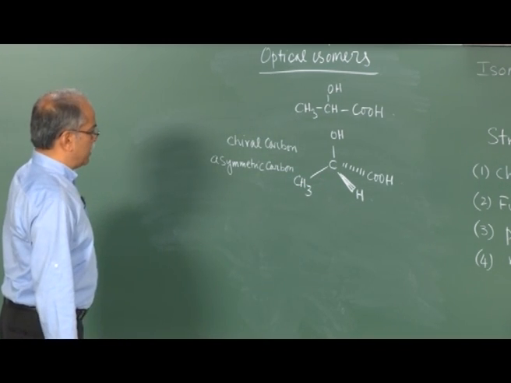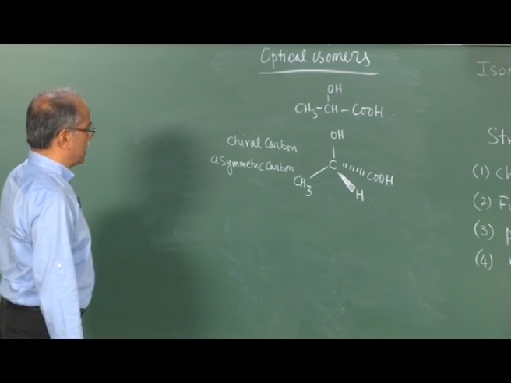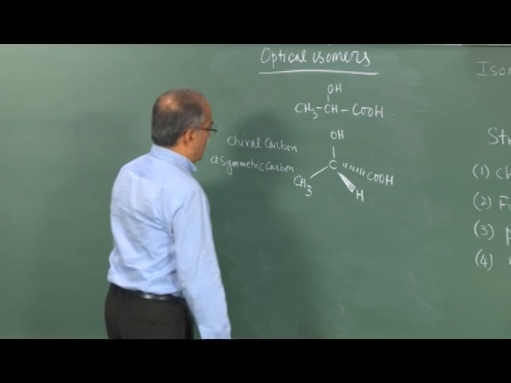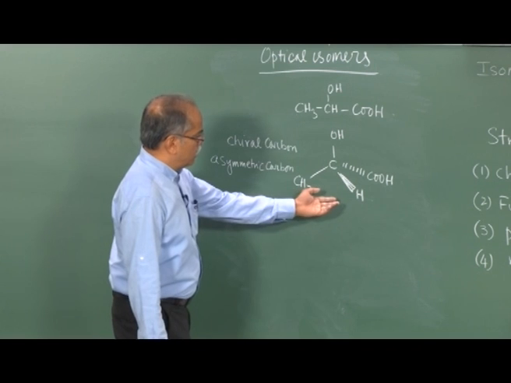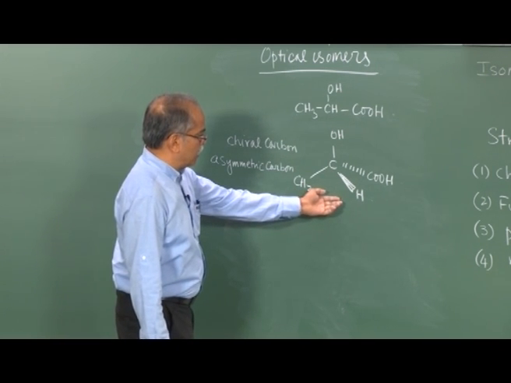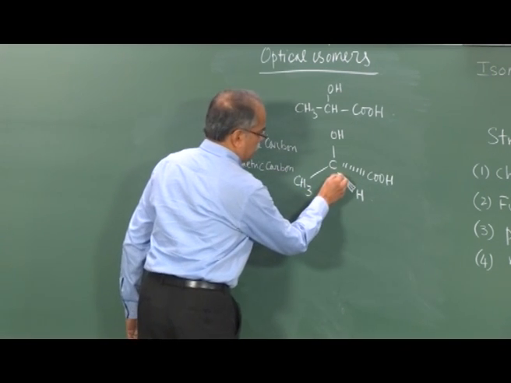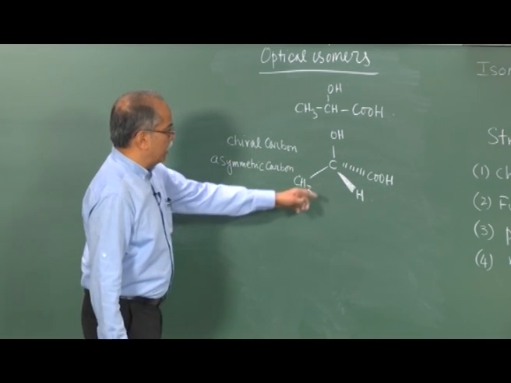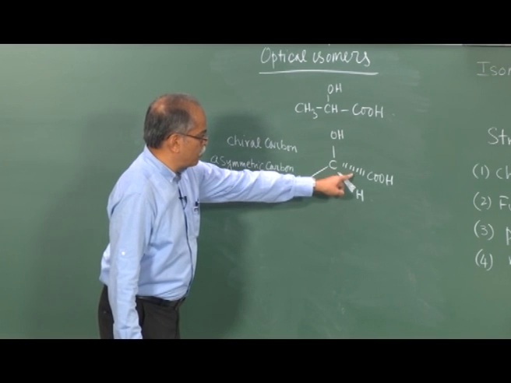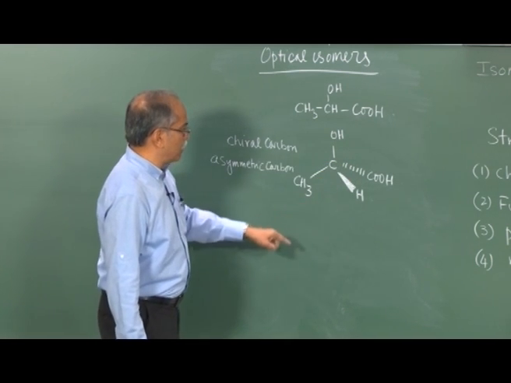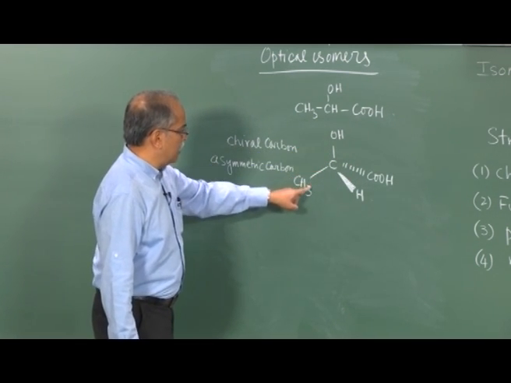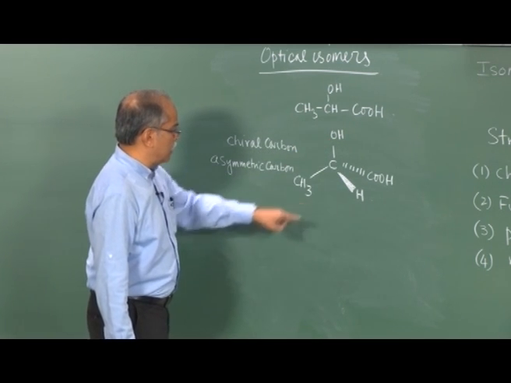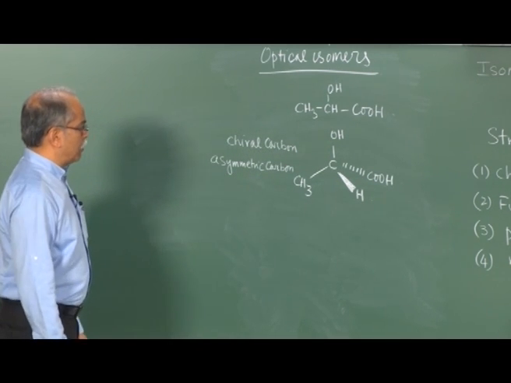How do we know it is not symmetrical with respect to the 4 groups attached to this? Now, let us say this perspective drawn in this manner indicates that this hydrogen is in the front, projecting out of the plane of the blackboard, and this COOH functional group is inside the plane of the blackboard, and these 2 groups, namely the OH group and the CH3 group, are on the plane of the blackboard.